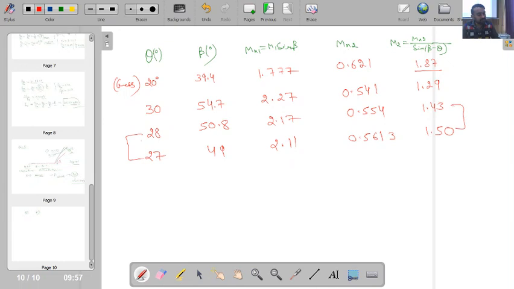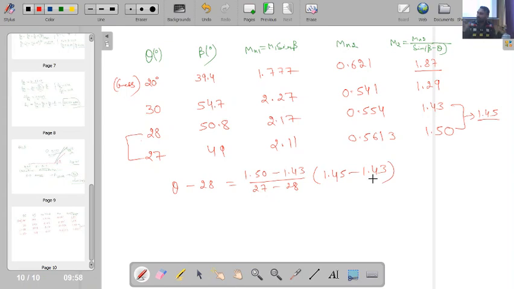So I know the final Mach number, that is 1.45. I can do interpolation. So I can write theta minus 28 will be equal to 1.50 minus 1.43 by 27 minus 28, times 1.45 minus 1.43. So I have come closer and then I have used the linear interpolation. Using this, if you calculate, the value of theta comes out to be 27.7 degrees.